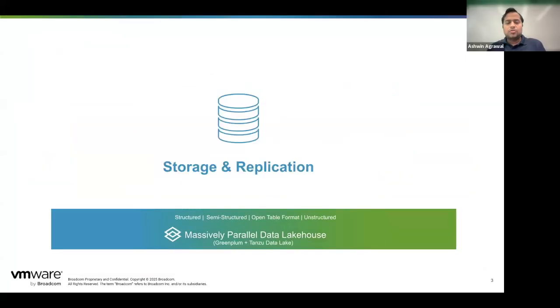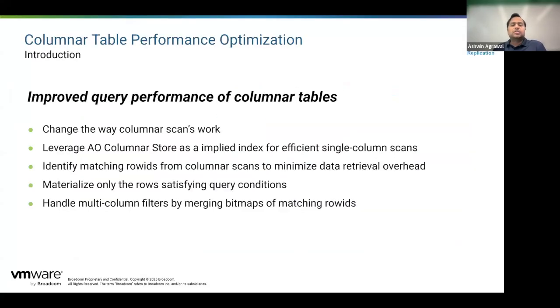Okay, thank you, Venki. I am extremely happy to present what we are delivering in the space of storage and replication as part of the 7.6 release. The first part, which is a pretty game-changing technology to enhance our columnar tables in Greenplum, is the feature we are calling implied indexes. To give a brief background, this feature changes the way columnar scans work, very natively.